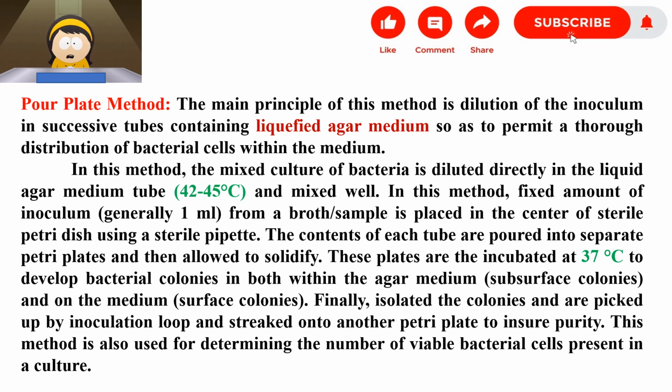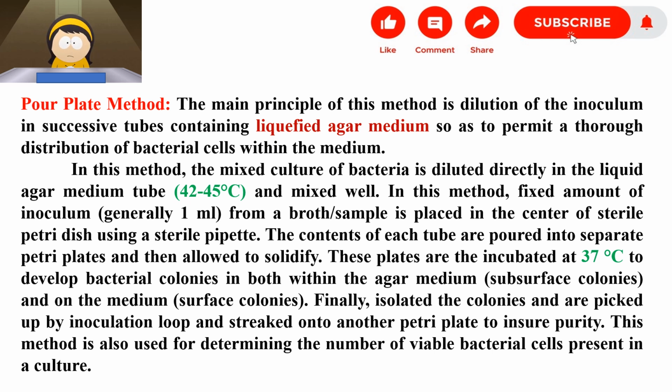In this method, a fixed amount of inoculum, generally 1 ml, from a broth sample is placed in the center of a sterile Petri dish using a sterile pipette. The contents of each tube are poured into separate Petri plates and then allowed to solidify. These plates are incubated at 37 degrees Celsius to develop bacterial colonies both within the agar medium, subsurface colonies, and on the medium, surface colonies.